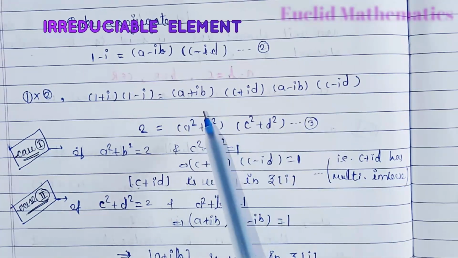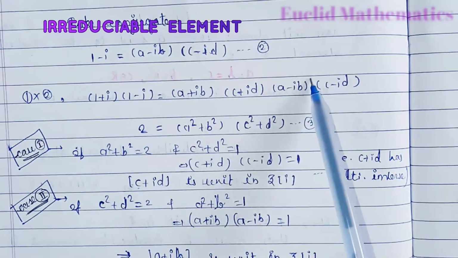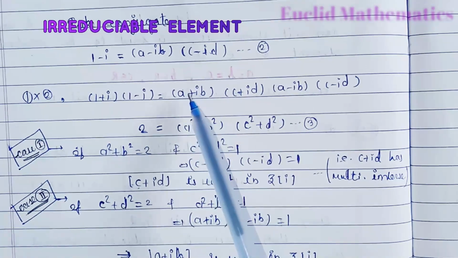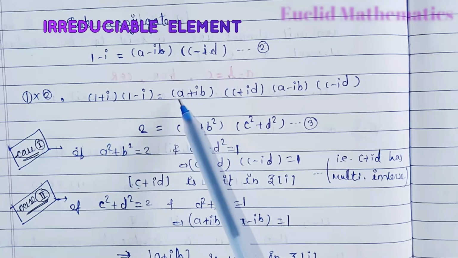Okay, so you can see here a plus ib and a minus ib. So a square minus b square. That means a plus b and a minus b, it has a square of a square minus b square. Okay, so a plus ib, a minus ib.